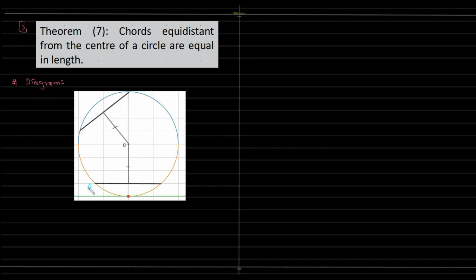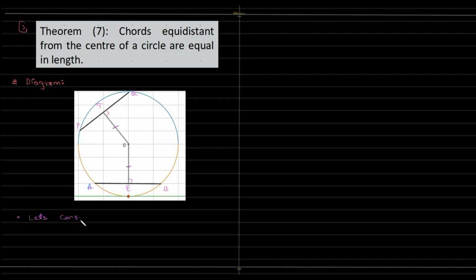Let me use this AB, and this is PQ, and let me call this T, and let me call this E. These two are your perpendicular lengths and they are equal. We need to prove that PQ is equal to AB. Okay, so let me describe the diagram.